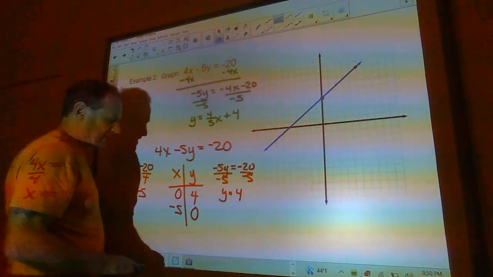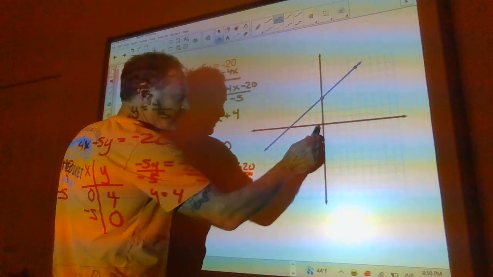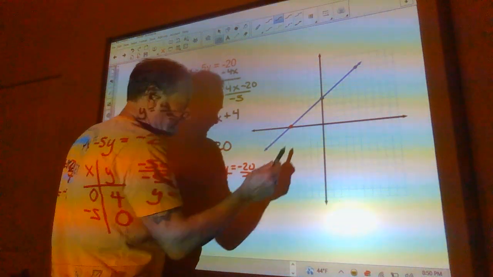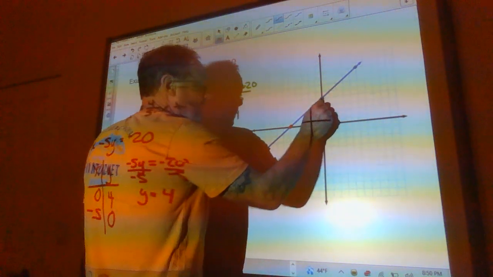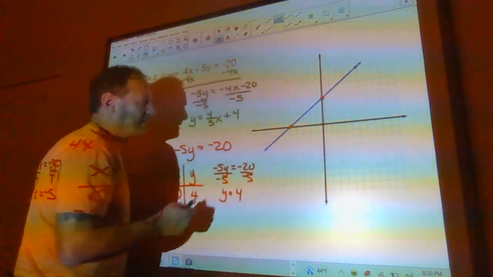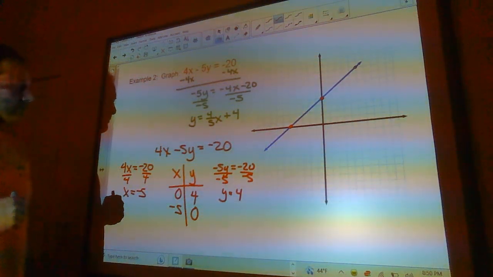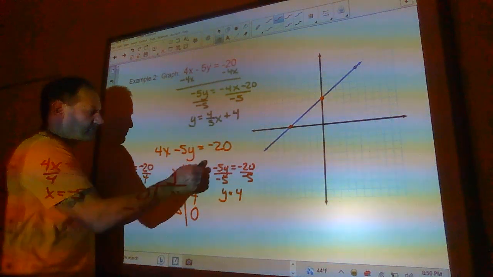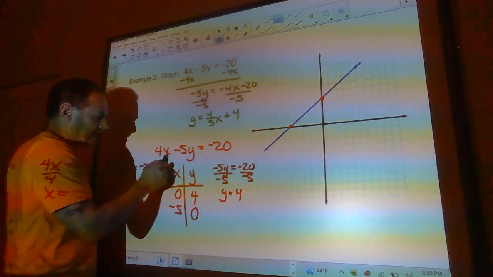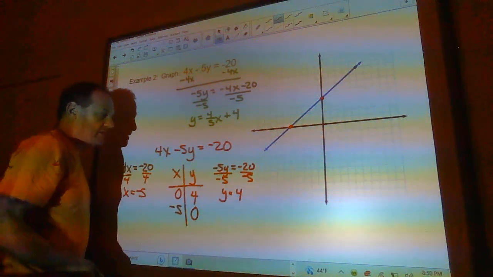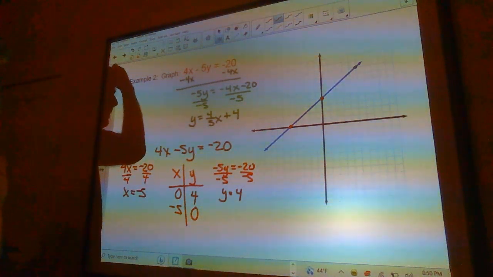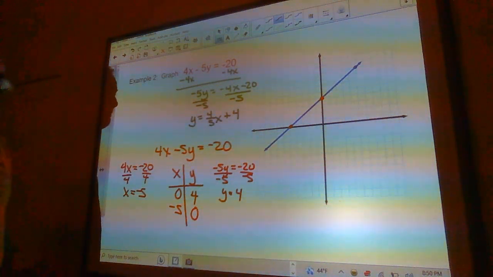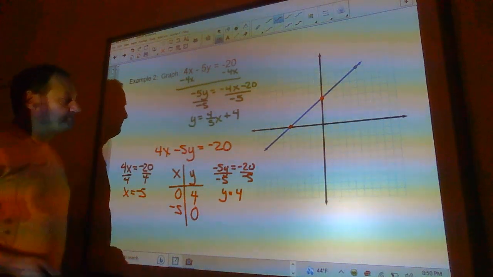And if I graph negative 5, 0, that's right there. And if I graph 0, 4, that's right there. And guess what? I get the exact same line again. Myself, I prefer to do this when I've got standard form, ax plus by equals c. I prefer to do it that way most of the time, but you can do it either way.